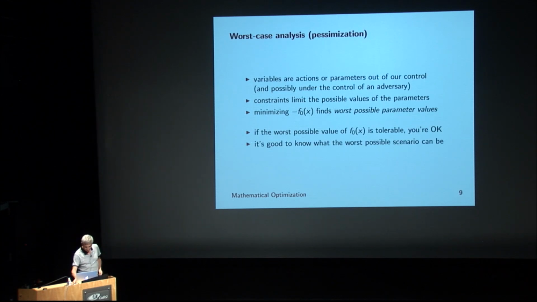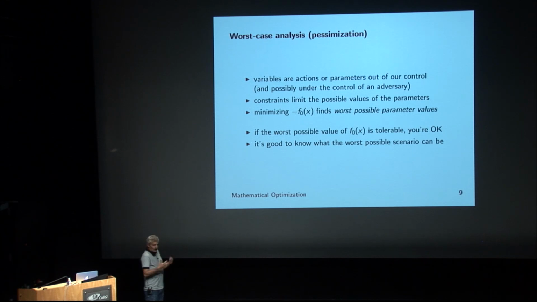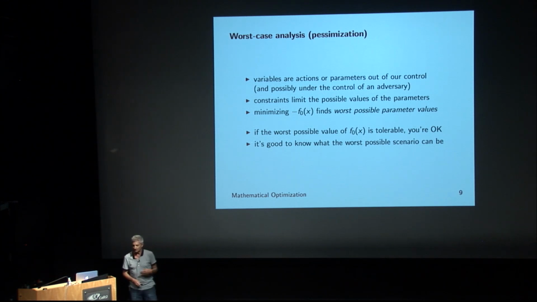Okay, so yet another area is actually very interesting. It was given a great name by Stephen Johnson at MIT. It's worst case analysis, right? So here, the variables X represent actions or parameters that are out of our control, okay? So the constraints give you the range of these things you're willing to assert. Like, I don't know what the crosswind is going to be when I'm landing, but I'm going to assume it's less than 20 meters per second or something, right? That's something you might assume.